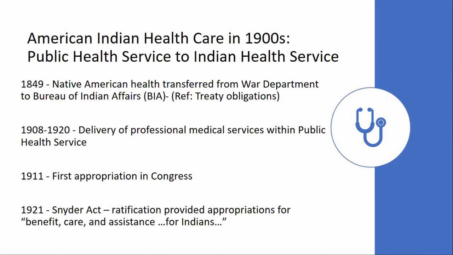And then in the early 1900s, we saw the delivery of professional care services within public health services, recognizing that these populations were not going away. Even though we may have relocated them, we may have moved them to different parts away from either fertile lands or away from rivers, which were prime areas, the populations still needed some level of care. And this was dealt with in the public health service.